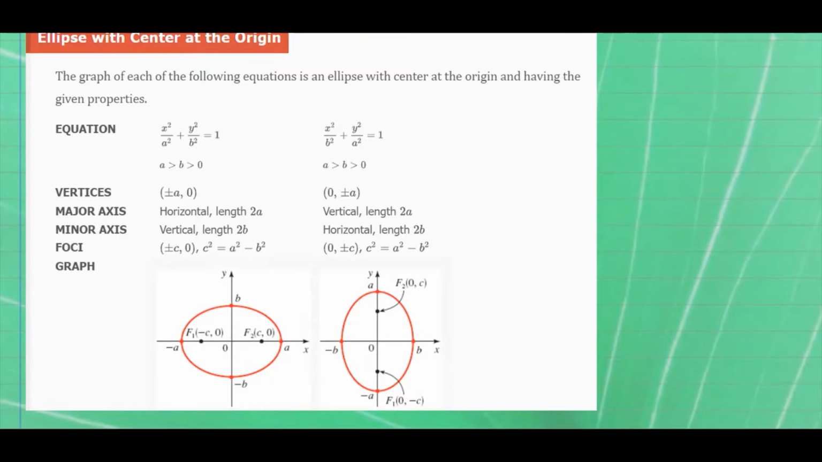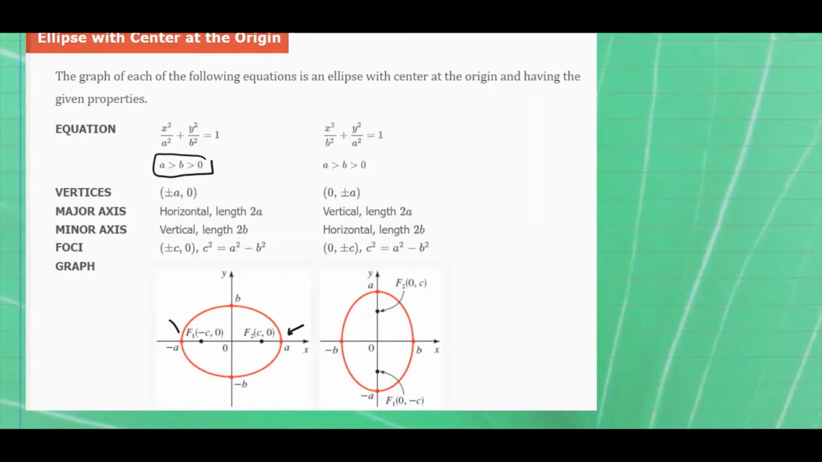So pretty much the vertices are always on the major axis of the graph. In this case, because a is greater than b, our vertices are going to be on the x-axis. So this is the vertex (a, 0), and this is the other vertex (-a, 0). It's along the x-axis because a happens to be greater than b.